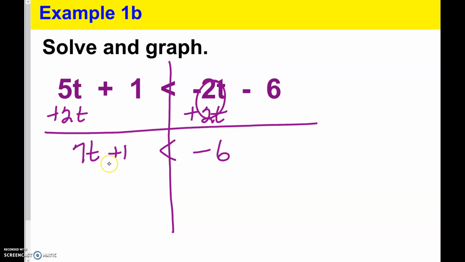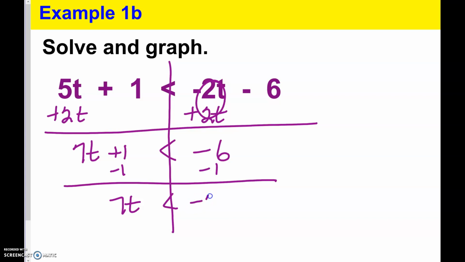Okay, so now we need to move this 1. Because that says a plus 1, I'm going to subtract 1 from both sides. So 7t is less than negative 6 minus 1. Use your calculator so you get this math right. And we end up with a negative 7. Now, how do we move that 7 away from the t? We're going to divide both sides by 7, and I'm dividing by a positive number, so I am not going to do any flipping. Negative 7 divided by a positive 7 is a negative 1.